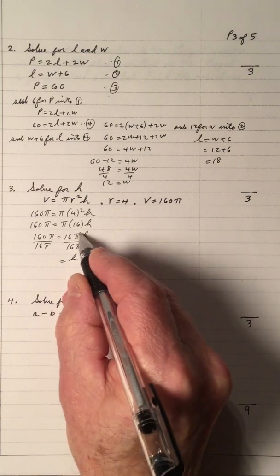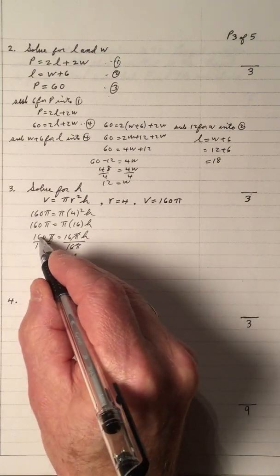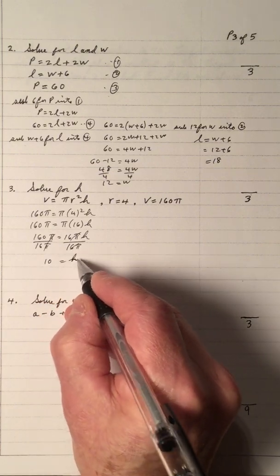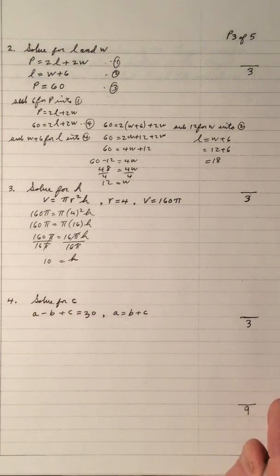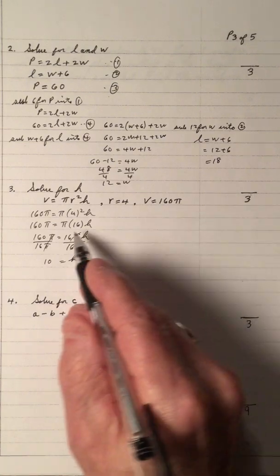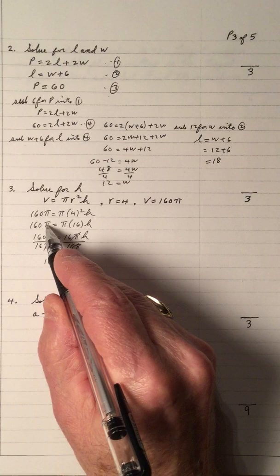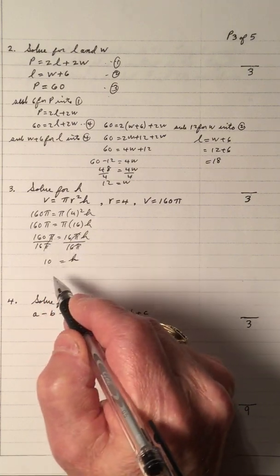So the h's cancel, the pi's cancel, 160 divided by 16 is 10, so the height is 10. And we get 3 marks. So again, notice we did a straight substitution and then solved it out. Notice I have pi on each side, so the pi's cancel out.